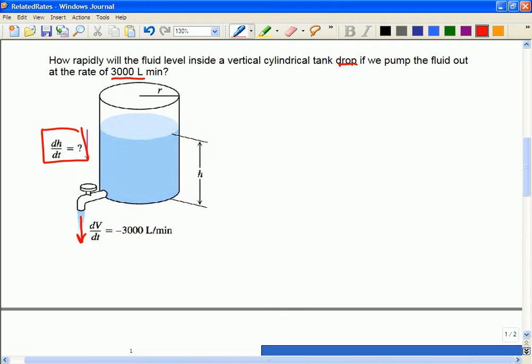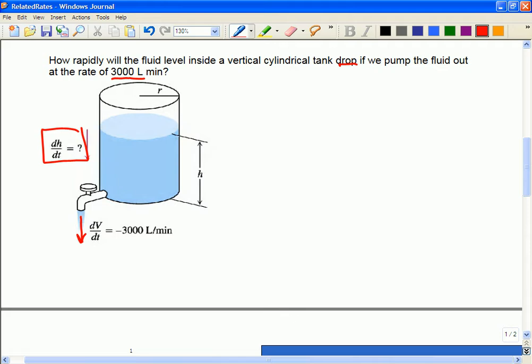So how do we relate? We have volume and we have height. How do we relate those together in a cylinder? That's the next step. Now that we've got our information set out and we know what we're looking for, we have to relate them together.